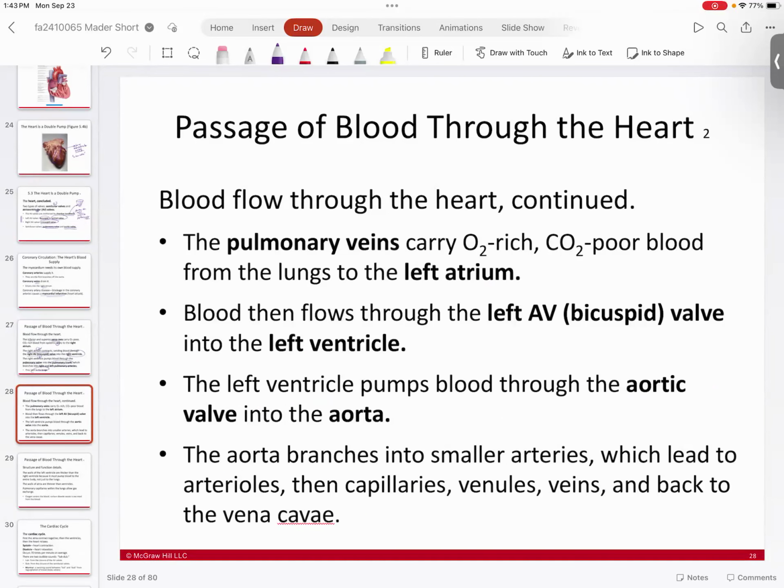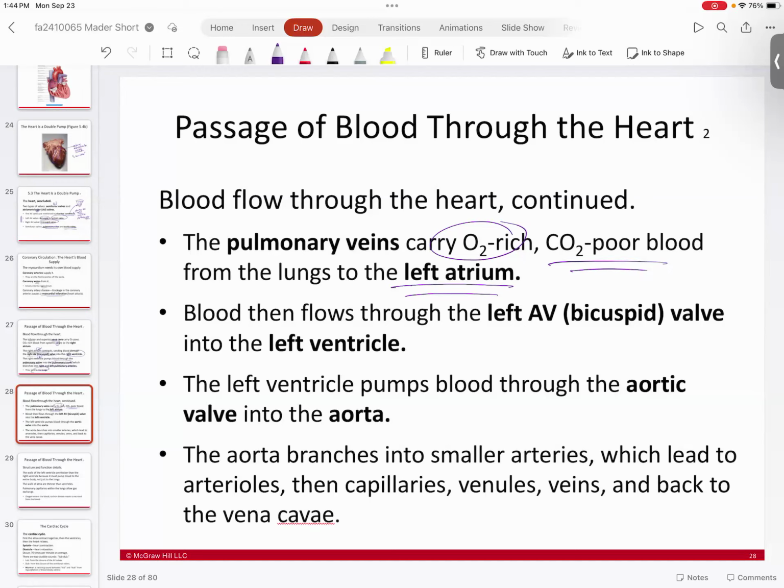Once they exchange gas, now coming from the lungs, they're CO2 poor and oxygen rich because they just picked up a fresh batch of oxygen and dumped off CO2. So they just flipped the script a little bit. And then those pulmonary veins are going to be bringing that oxygen rich blood back into the left atrium for distribution through the rest of the body.